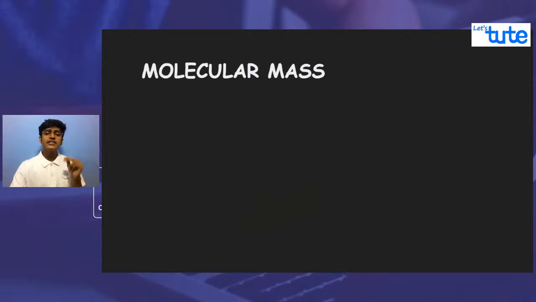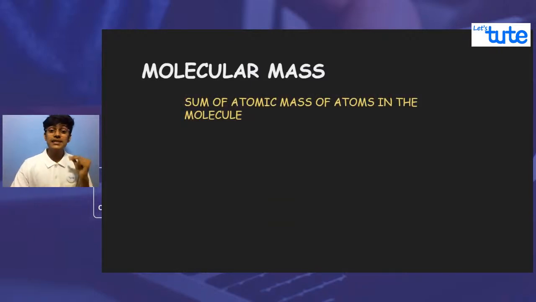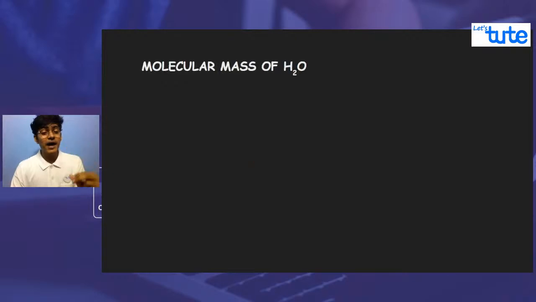Okay, so what is molecular mass? Molecular mass is nothing but the sum of all the atomic masses of atoms in a molecule. So we simply add all the atomic masses of different elements together and we get the molecular mass. And the unit of molecular mass is nothing but unified mass.